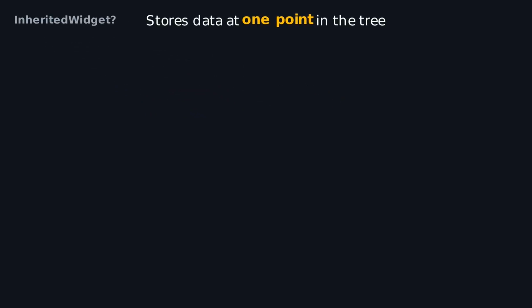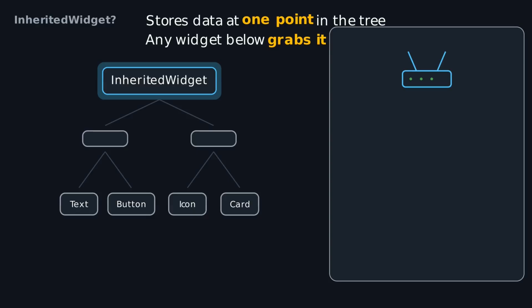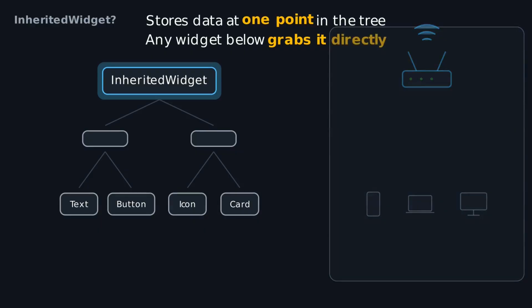So what is an InheritedWidget? Here's the one-line definition. It's a widget that stores data at one point in the widget tree and lets any widget below it grab that data directly. No passing, no drilling. Think of it like a Wi-Fi router. You don't run a cable through every room to reach your phone. You plug the router in once, and every device in the house connects straight to it. An InheritedWidget is a Wi-Fi router for data.